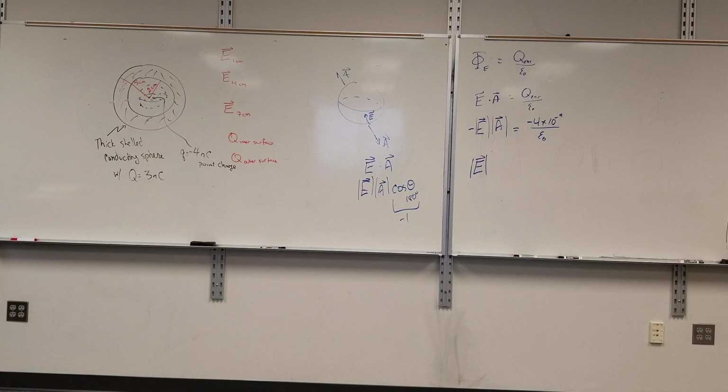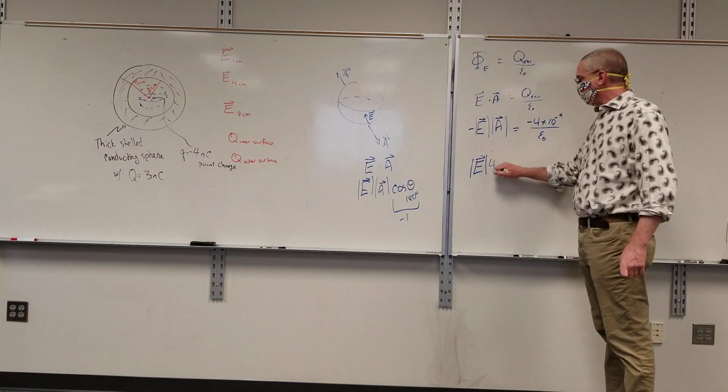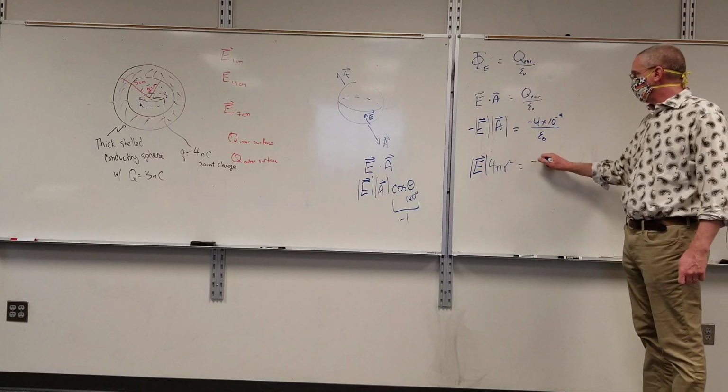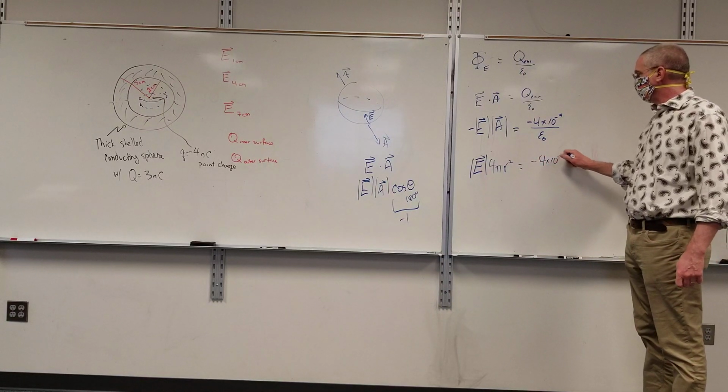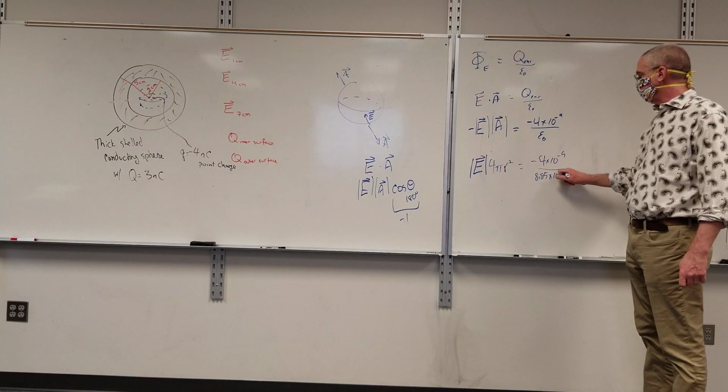Is it just pi r squared then? No. That's the area of a circle. 4 pi r squared? That's the one. Just drop the third. So E times 4 pi r squared is equal to this, that's -4 times 10 to the -9 over 8.85 times 10 to the -12.